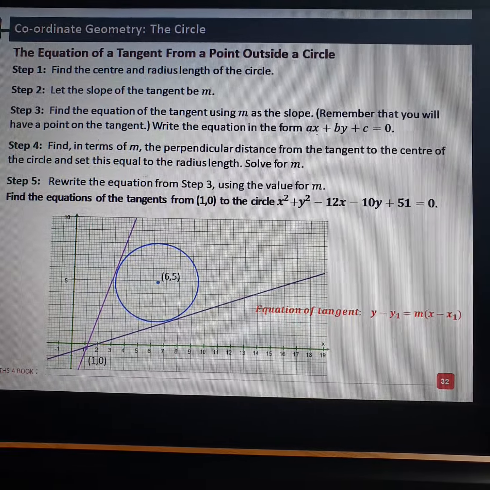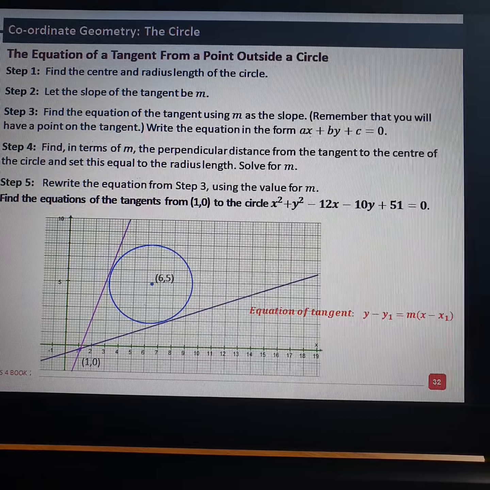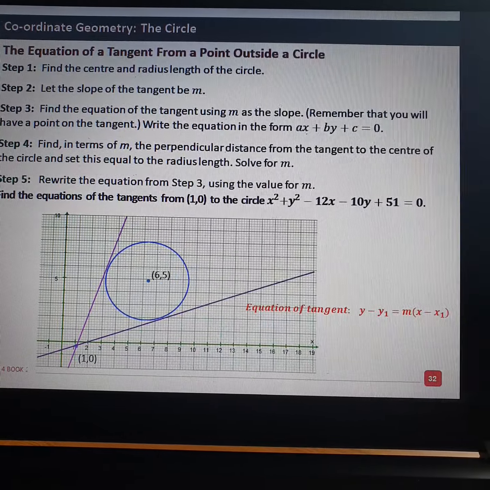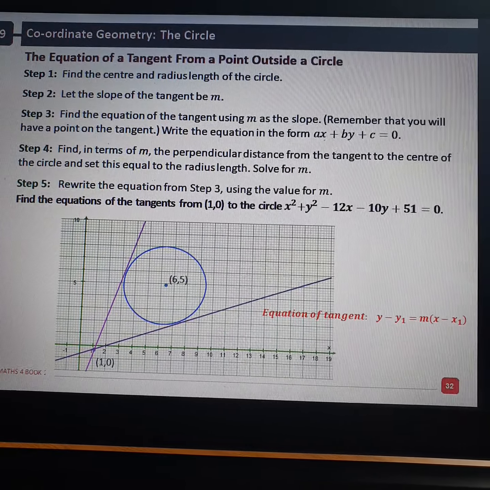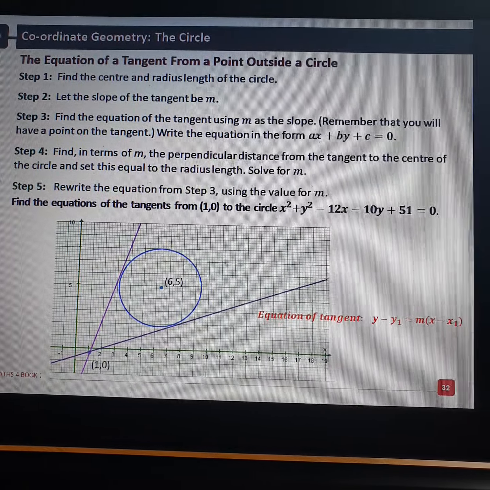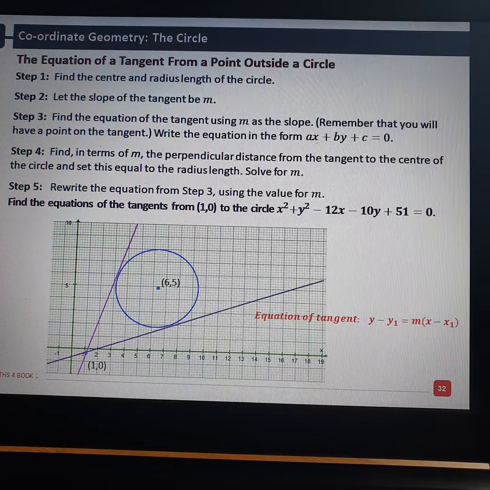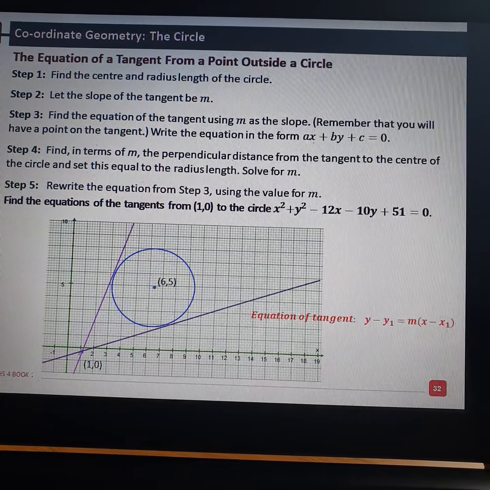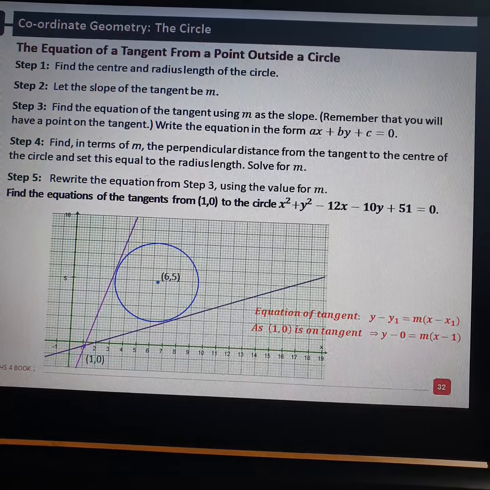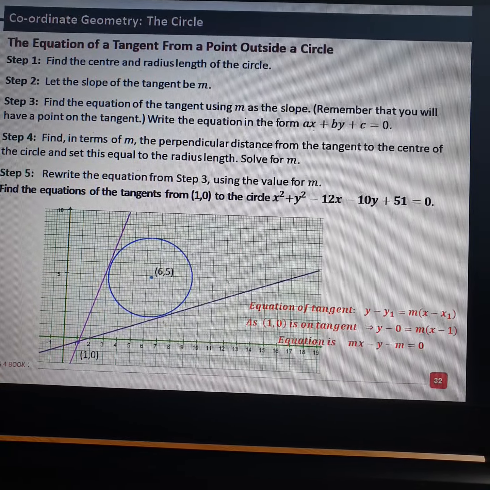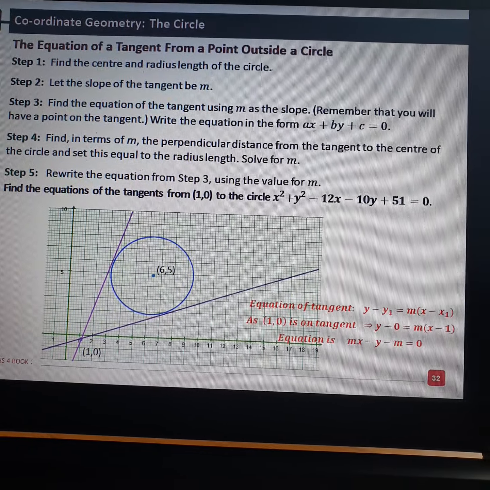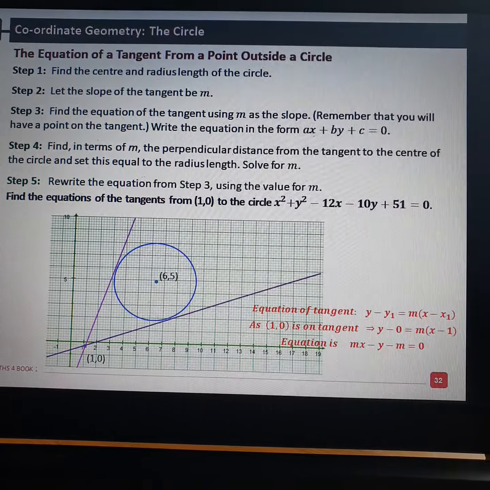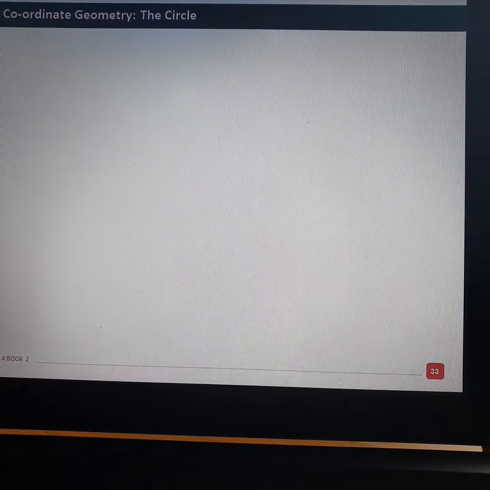So the equation of the tangent is going to be y minus y1 is equal to m bracket x minus x1. Remember what we said is we'll find the equation of the tangent using m as the slope. We do have a point that's on each line, 1, 0. So as 1, 0 is on the tangent, y minus 0 is equal to m bracket x minus 1. So we get mx minus y minus m is equal to 0. Okay, so that's your equation in terms of m.